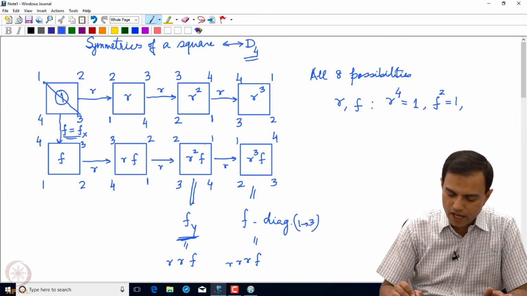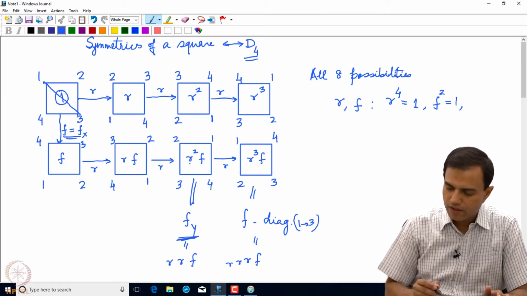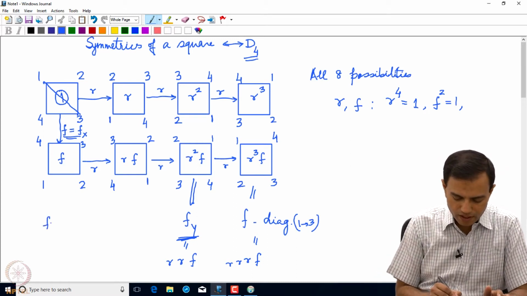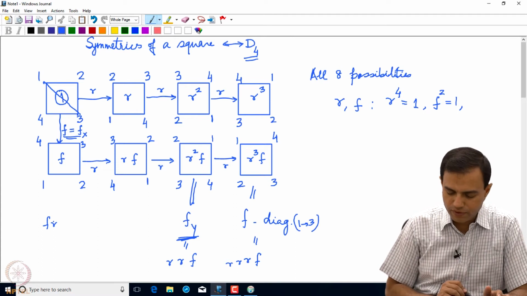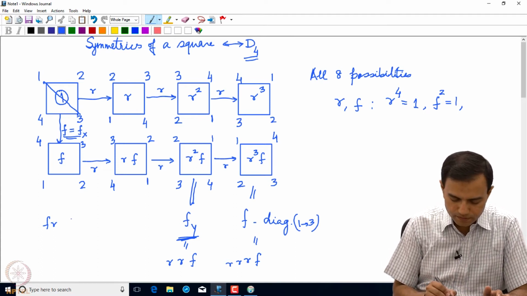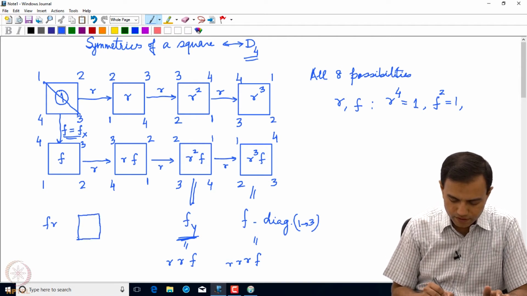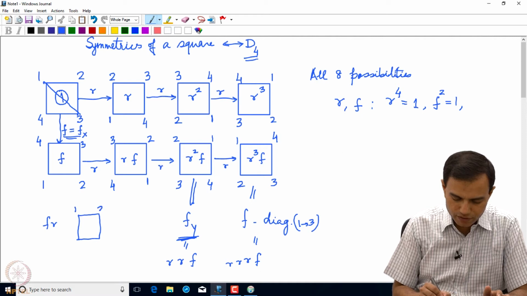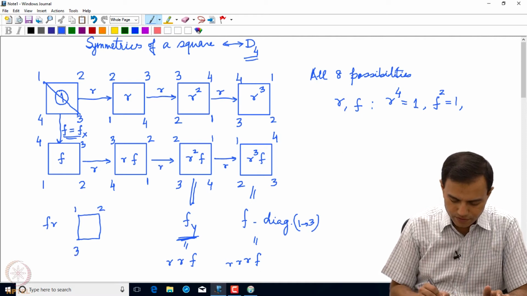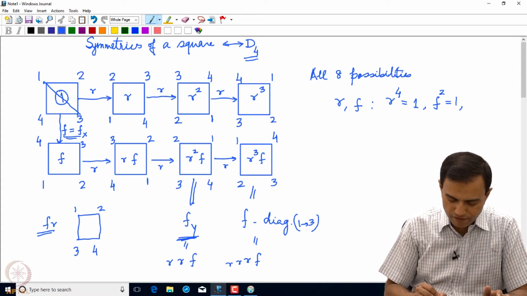So I have written r square f. What about fr? So let me try to write fr here. So you have this square, I have 1, 2, 3, 4. So after f, what will happen?